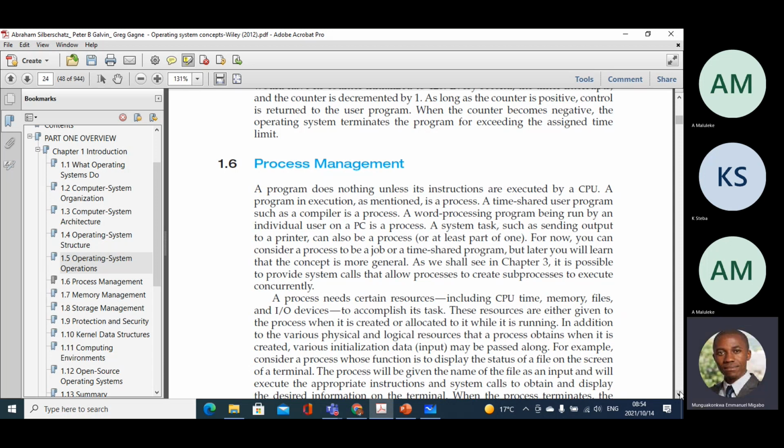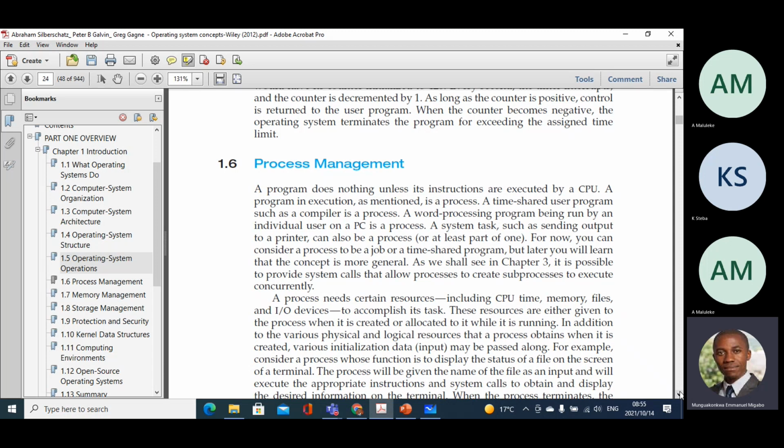For now, you can consider a process to be a job or a time-shared program. But later, you learn that the concept is more general, and that is in chapter 3. More generally, it is possible to provide system calls that allow processes to create sub-processes to execute concurrently. So for now, we keep it as a job, but we'll generalize it to system calls as well in chapter 3.